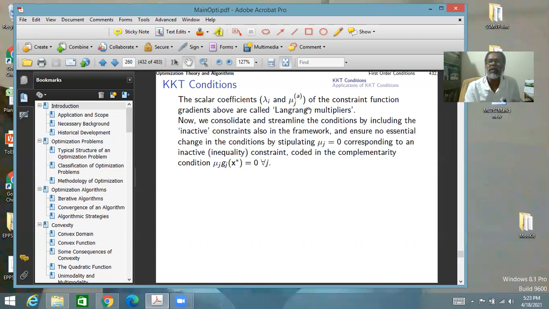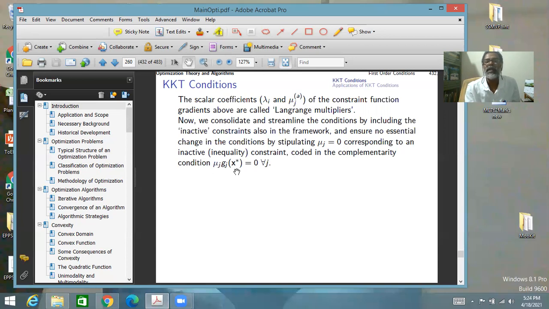So we say the way we got the active constraints in the reckoning, like that we get the inactive constraints also, with the extra condition imposed that for an inactive constraint, mu j has to be 0. This inclusion of inactive constraints will not make any real change in the equations. They will not change any implication. And in order to ensure that mu j is 0 for inactive constraints only, we include this.